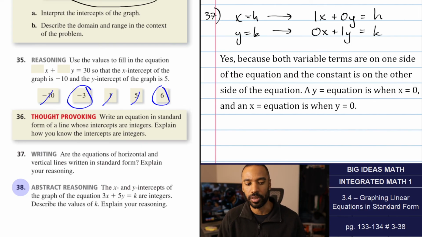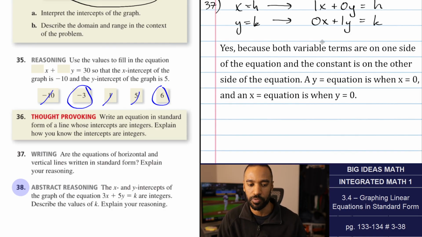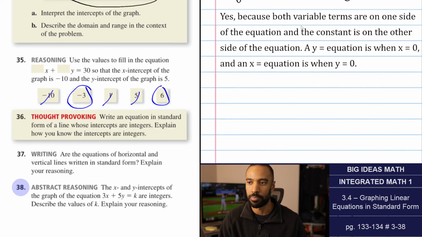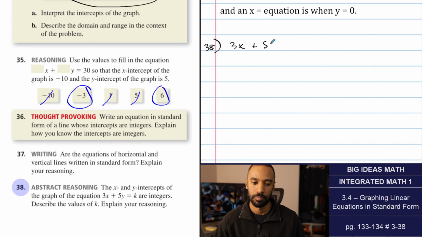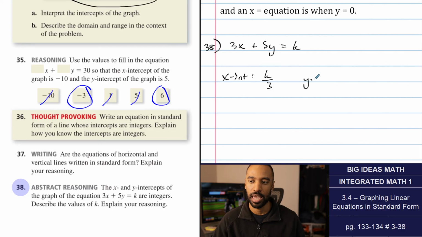The last question is number 38 on abstract reasoning. It says the x and y intercepts of the graph of the equation 3x plus 5y equals k are integers. Describe the values of k. Explain your reasoning. So we have intercepts that are integers here. We need to divide k by 3 at some point and get an integer for the x-intercept. The x-intercept is k divided by 3, and the y-intercept is k divided by 5. That's kind of what happens on those ones.